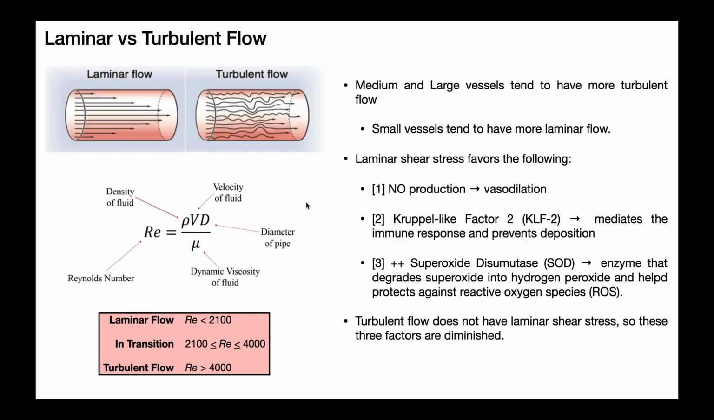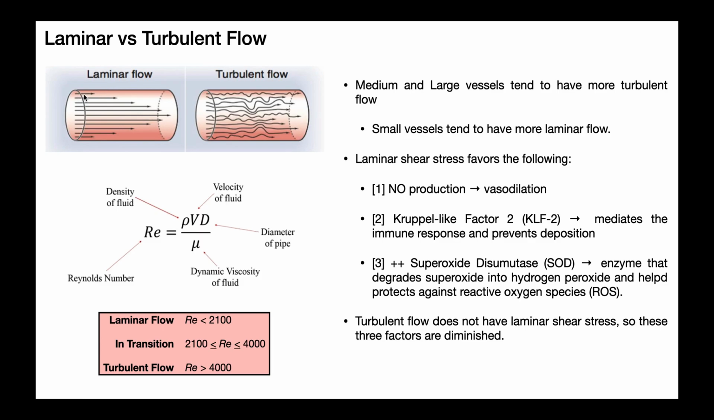In this video, we're going to be discussing the mechanisms underlying the development of atherosclerosis. But before we get into all the atherosclerosis mechanisms, we need to understand the difference between laminar and turbulent flow. And of course, flow refers to the blood flowing throughout the vasculature, especially in the arteries, which is where atherosclerosis tends to occur. Okay, so over here on the left, we have a picture representing laminar flow.